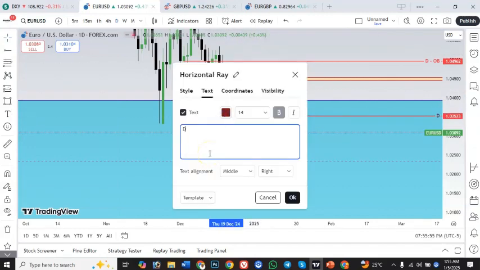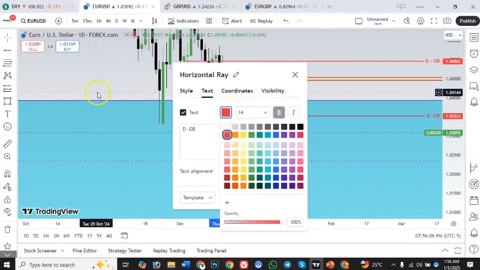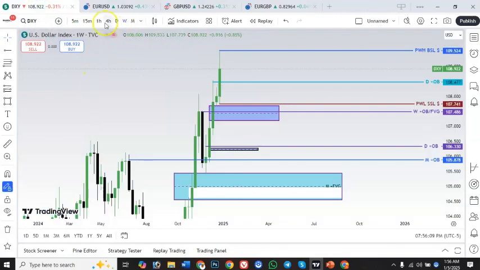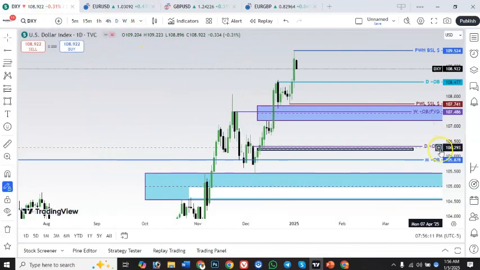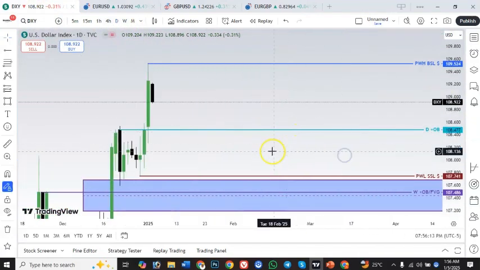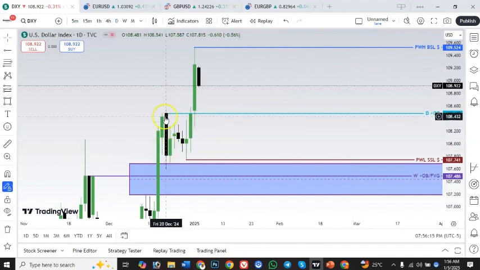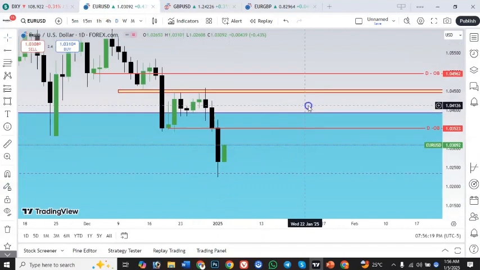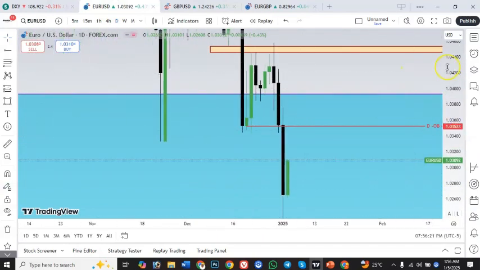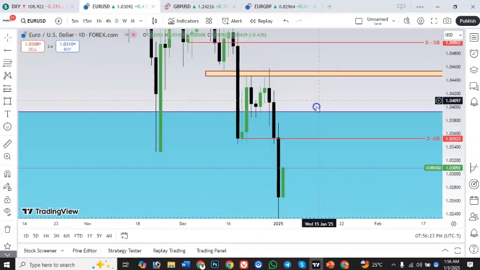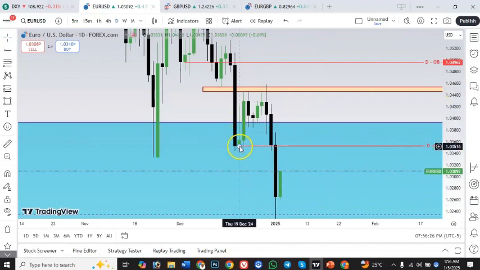This is the order block, daily order block, right? This daily order block, because we have the same thing on DXY, right? See it here. DXY has its own order block. So this is the same thing. Look at EU now. This is its own on EU, right? Look at it here.